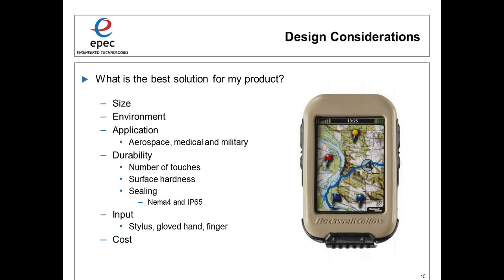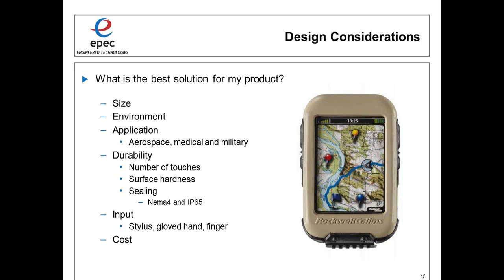I like to get a sense of where it's going to be used. Is it going to be a medical product, military? For example, the photograph we have here is a military GPS. They're going to have certainly different requirements than a product that's going to be used in a house, some kind of household appliance. So knowing the application helps a lot to start narrowing down what touch technology will be used.